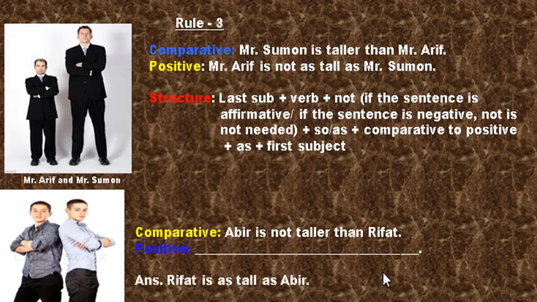Comparative form, here comparative to positive, Abir is not taller than Rifat. You can see here it's a negative sentence. Okay, so you have to convert it in positive form. You should not use not when you transform it to positive. At first you have to use first subject Rifat, then is, then as tall as Abir. Rifat is, then you have to use as, then tall, that's positive form, again as, then Abir. I hope you have understood.